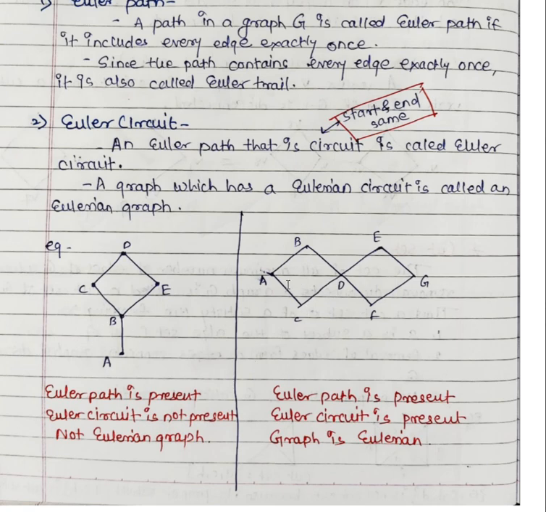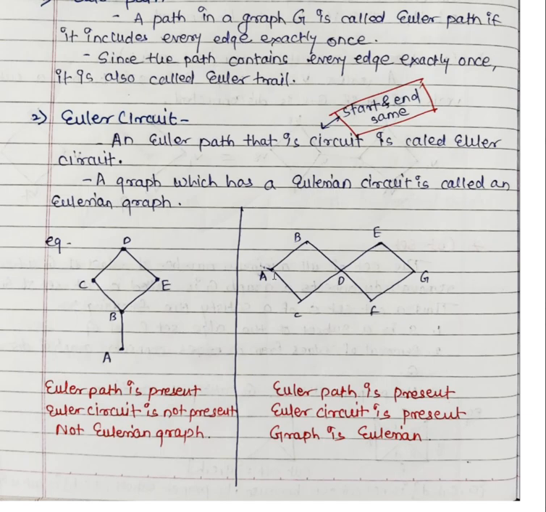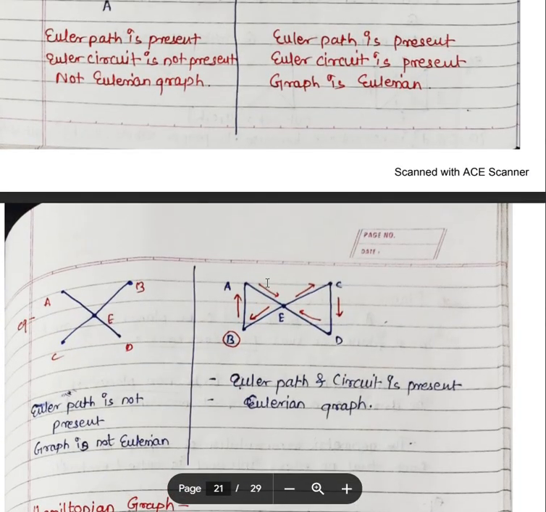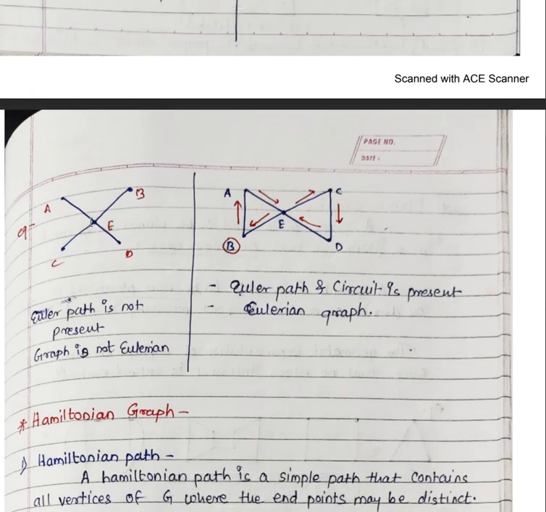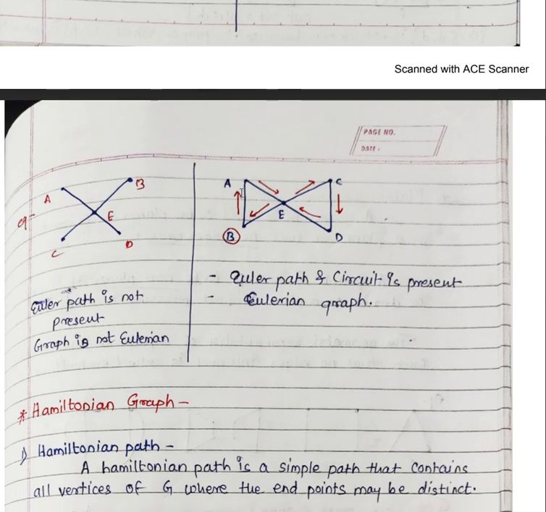In this example, an Euler path is present, and even the Euler circuit is present. Therefore, the graph is Eulerian. Here is one more example. In this example, an Euler path is not present as all the edges are not being included, and as it does not satisfy the basic property of having an Euler path, therefore it is not an Eulerian graph. Whereas in this example, Euler path and Euler circuit both are present, therefore it is an Eulerian graph.